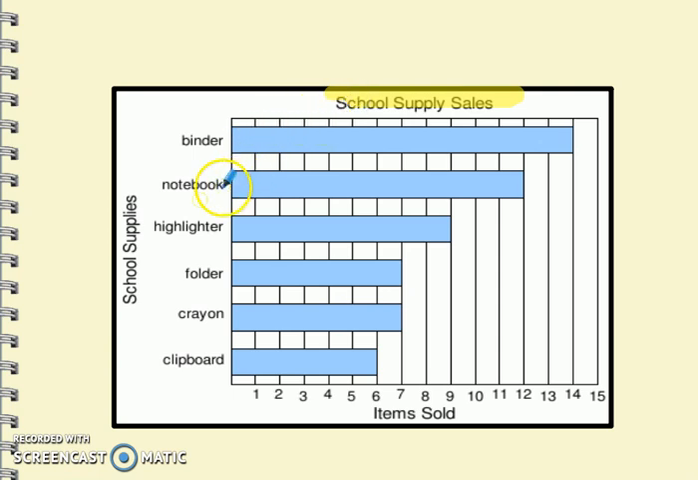The categories for this bar graph are school supplies: binder, notebook, highlighter, folder, crayon, and clipboard. These are displayed on the left-hand side because the bars are oriented horizontally.